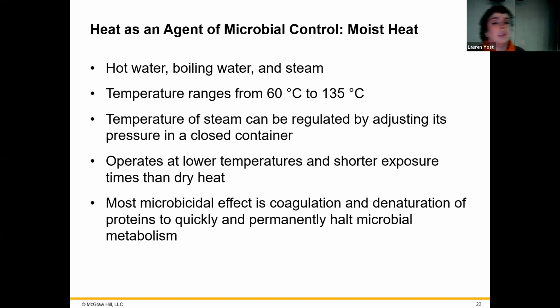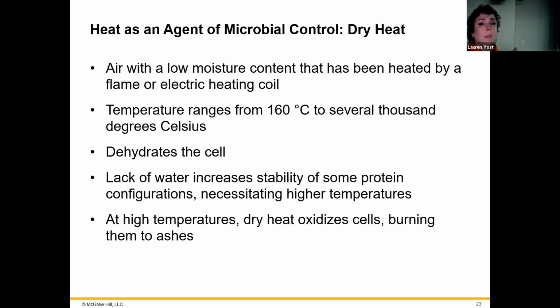So around there. We can add pressure to help raise the temperature. We add steam for the moisture. So the moisture is actually really important. The reason the moisture is important is that it helps the proteins coagulate, so they stick together, which disrupts their ability to function properly. So adding in the moisture really helps.